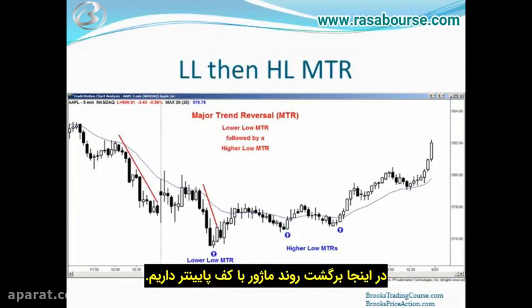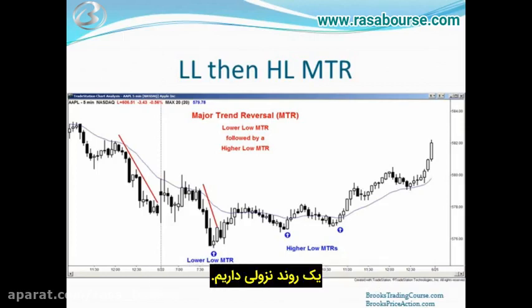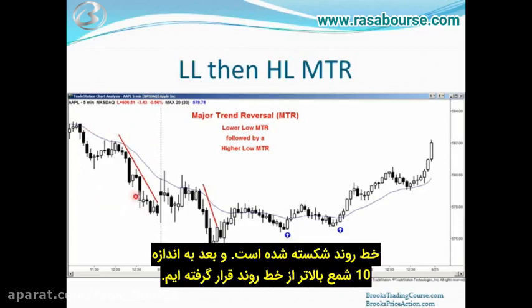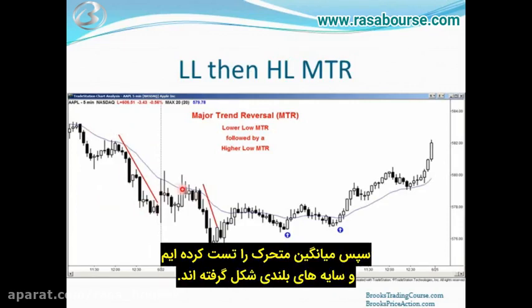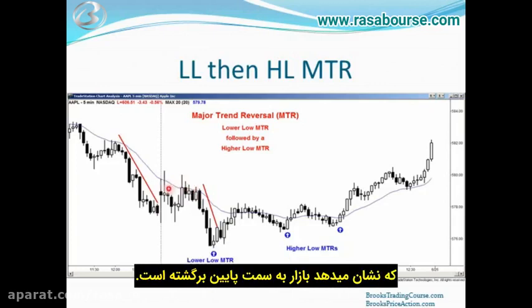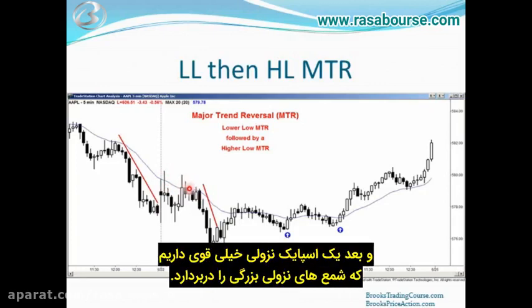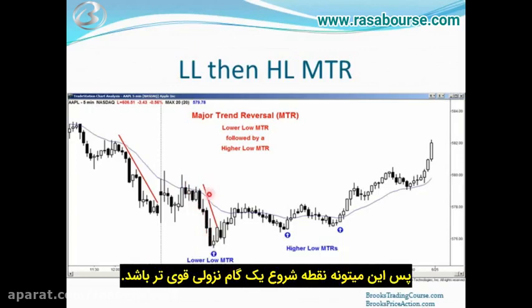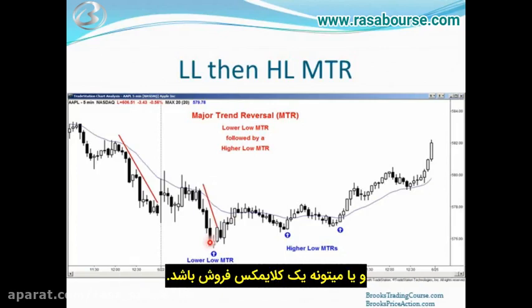Okay, a lower low major trend reversal, and then a higher low major trend reversal. Bear trend, break of the trend line, held above the channel for about 10 bars or so, tested the moving average, tails, so failing at the moving average, and then a very sharp bear plunge, very big bars. It's either the start of a new, stronger leg down, or it's an exhaustive sell climax.